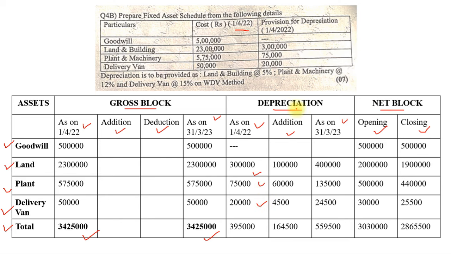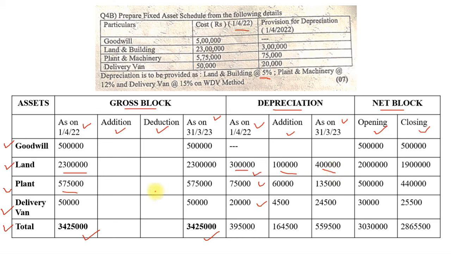Addition means the current year's depreciation. Now let us see how to get it. First, land and building is going to be at 5%. We'll go with the opening balance. Opening was 23 lakhs. From 23 lakhs, you will minus the opening balance of depreciation, that is 3 lakhs. So 23 lakhs minus 3 lakhs, your value of the asset is only 20 lakhs. On the 20 lakh, take 5%. So 20 lakh into 5% is 1 lakh. 3 plus 1, total is 4 lakhs.